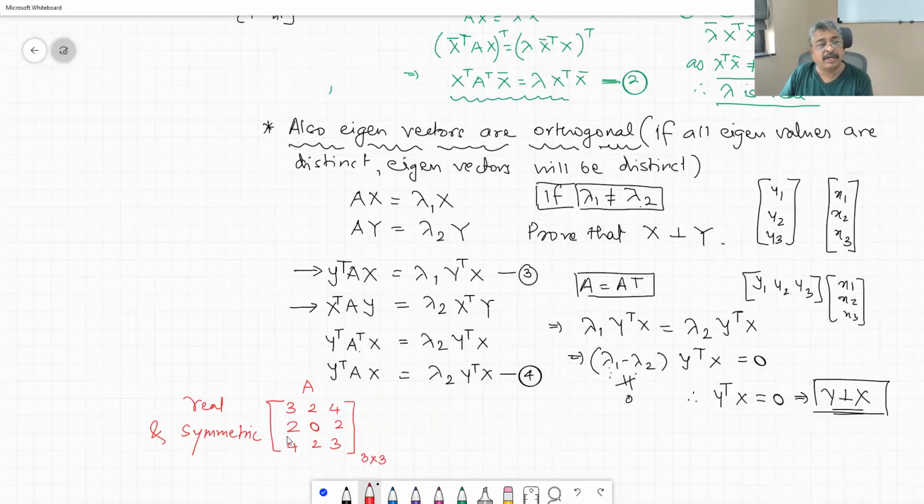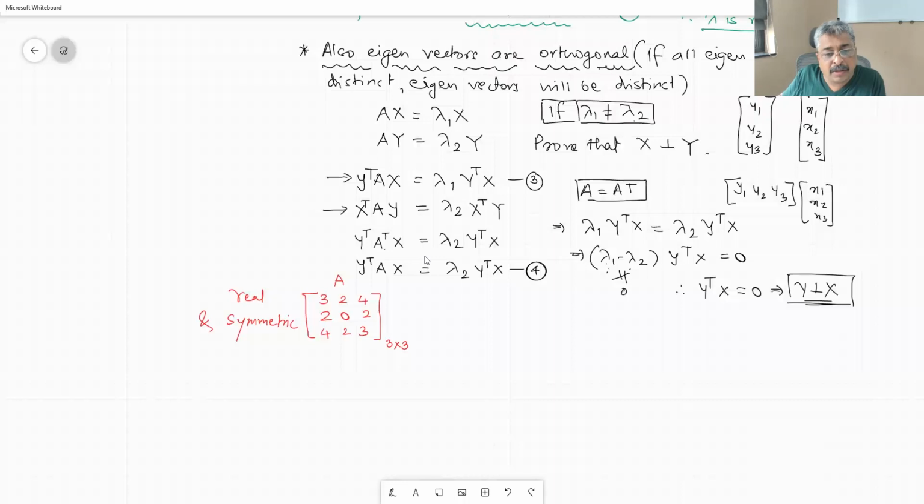If the lambda values are distinct for this matrix, we will automatically get three eigenvectors which are mutually perpendicular. But if the lambda values repeat, then we will have to search for the third eigenvector which is perpendicular to both of them. Okay. So find the eigenvalues and eigenvectors of matrix A.